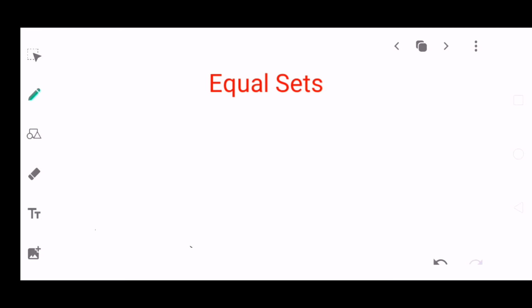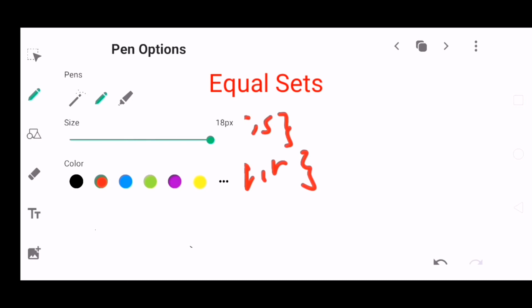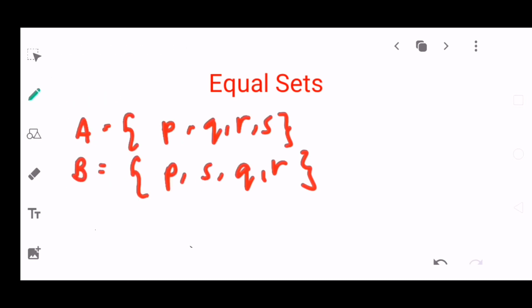While for the equal sets, we say that two sets are equal if they contain the same elements. Let's say, for example, we have set A containing P, Q, R, and S, while set B is containing P, S, Q, and R. Here, the elements contained in both sets are just the same. Therefore, we can conclude that set A is equal to set B.